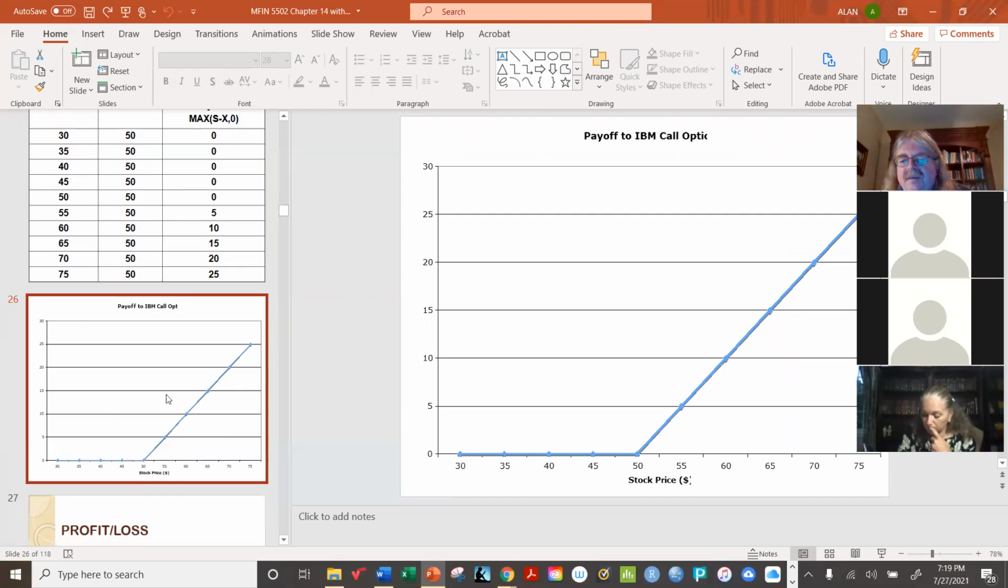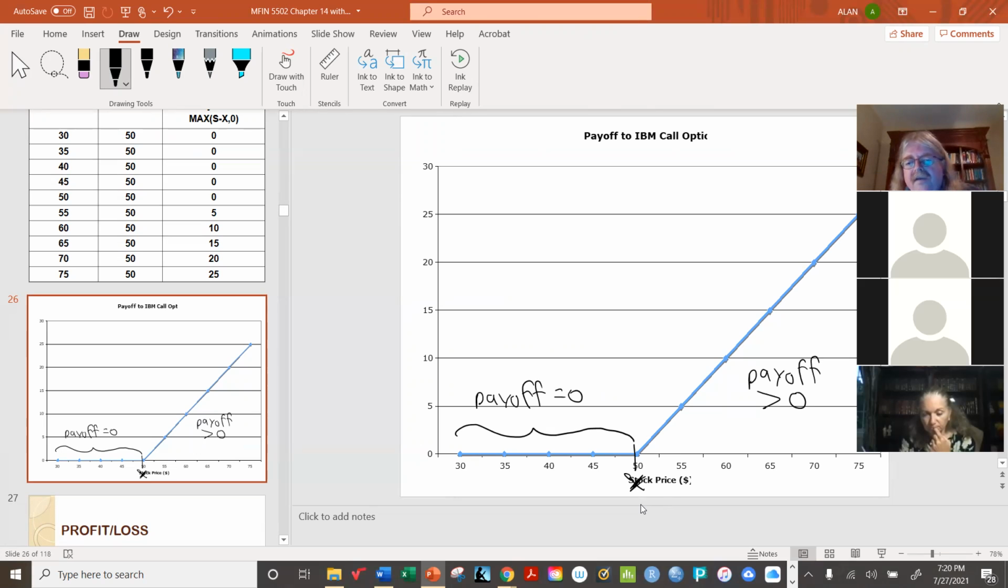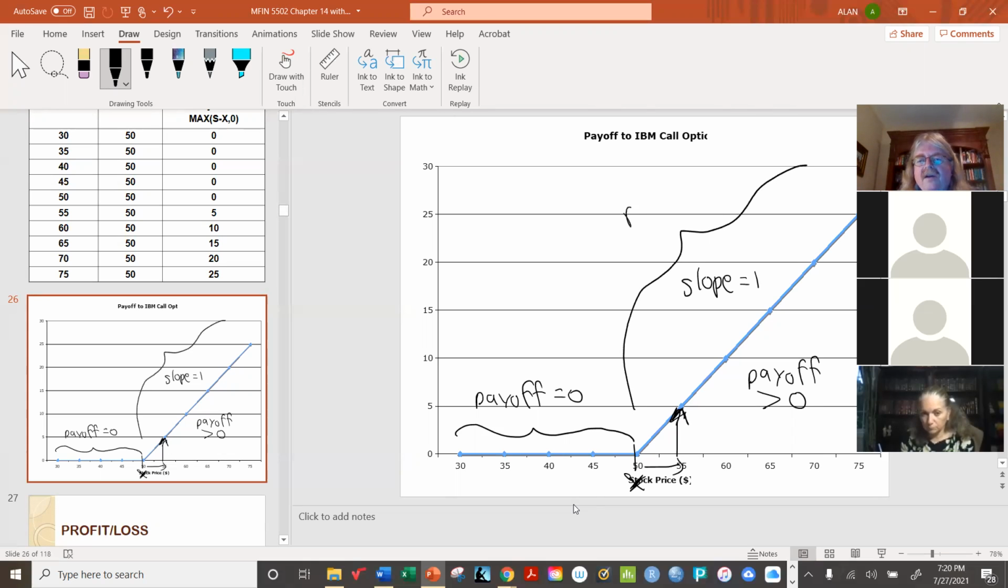Now, if we draw a graph of this relationship, you can see a couple of interesting things. As we just saw, the payoff is zero up until we reach the strike. That's the strike price right there. And then when we get past that point, the payoff is positive. And if you notice, the slope is equal to 1, meaning that if we move $5 in this direction, the payoff goes up by $5. So all of this is the region with positive payoffs.